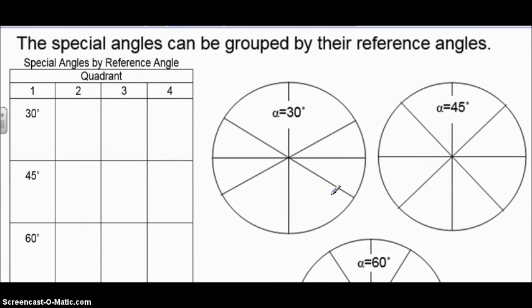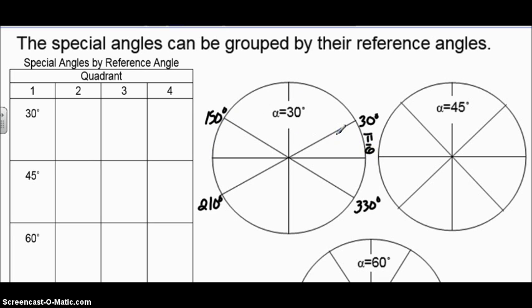The special angles can be grouped by their reference angles. All right, here at 30 degrees. So this angle is 30 degrees. We know this is 180, so if we go back 30 degrees, we'd be at 150 degrees. And we go forward, we're at 210 degrees. And then back from 360 gives us 330 degrees. As radian measurements, 30 degrees was pi over 6.